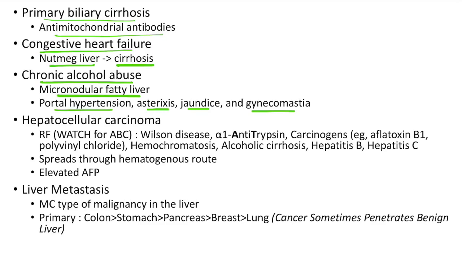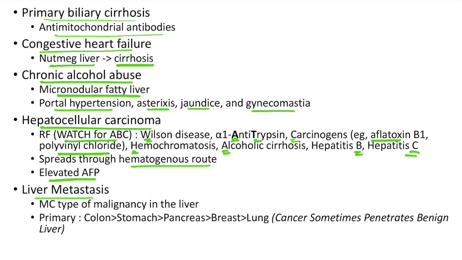Now let us see about hepatocellular carcinoma. Risk factors can be remembered by the mnemonic watch for ABC, that is Wilson disease, alpha 1 antitrypsin deficiency, carcinogens like aflatoxin and polyvinyl chloride, hemochromatosis, alcoholic cirrhosis, hepatitis B and hepatitis C. Hepatocellular carcinoma spreads through hematogenous route. It is associated with elevated alpha fetoprotein.